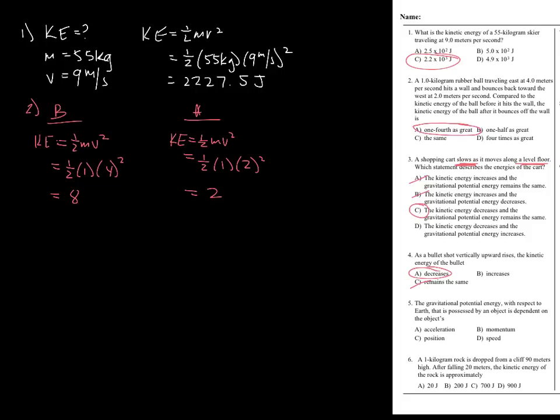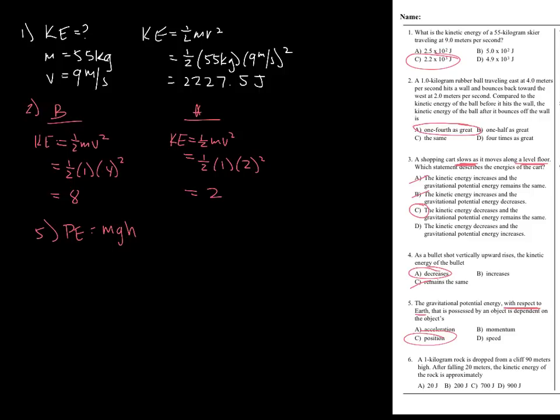Number 5. The gravitational potential energy with respect to Earth that is possessed by an object is dependent on the object's what? For potential energy, we have to think about the equation. PE is equal to mgh. M is mass, g is acceleration due to gravity, and h is the height. So all of this is going to be position. It's based on position most importantly. The only time g is ever affected is when you're on a different planet, but we're assuming everything on Earth. So with respect to Earth, that means g will stay the same wherever you are.